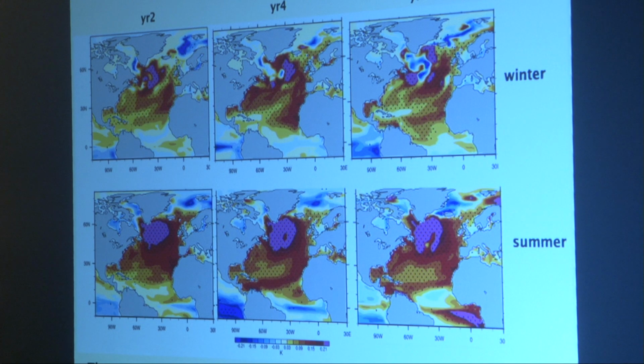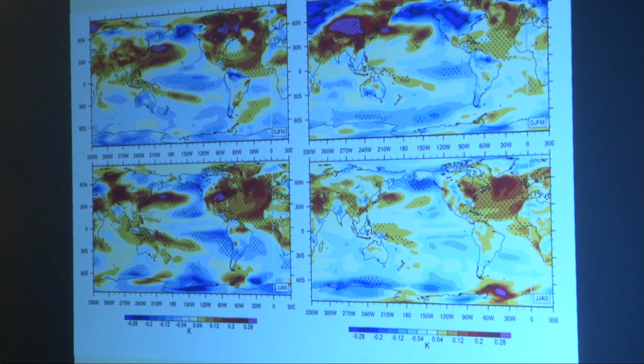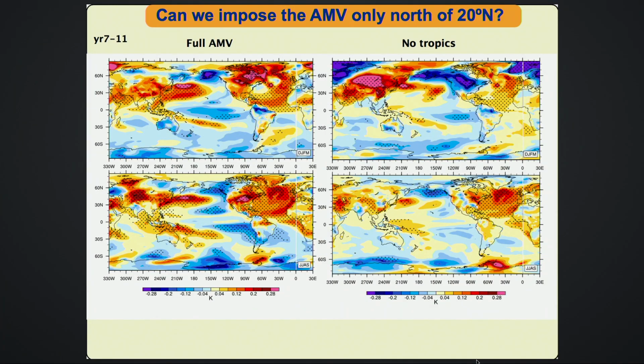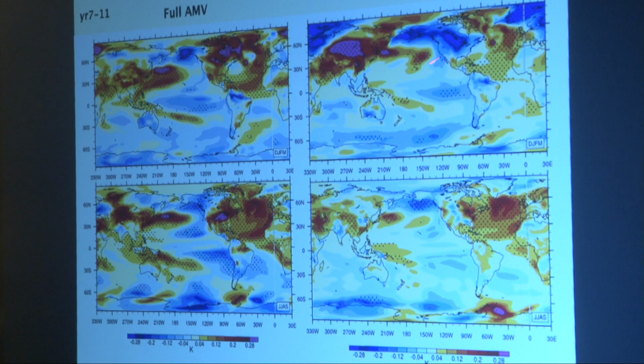And it's more the case in winter than in summertime. So another way of showing it is just comparing the air temperature for this full AMV and no tropical AMV at the end, years 7 to 11, averaged over these years of the simulation. So if we have no tropics, after 10 years of simulation, we have weaker anomalies here, this is summer, than if we impose the full AMV, okay? And so we get a weaker Pacific response in this case than in this case. But actually, interestingly, we still have a strong response here.